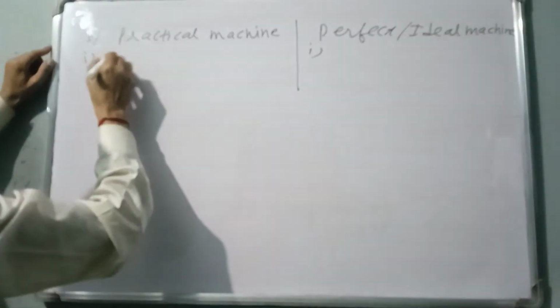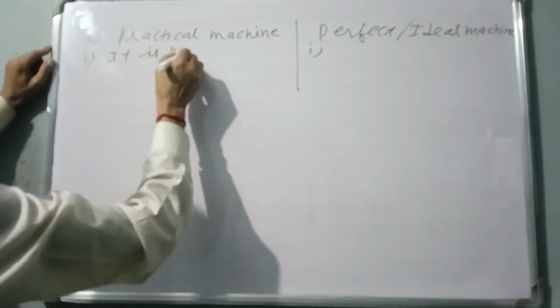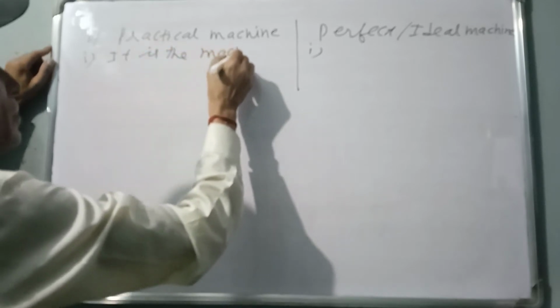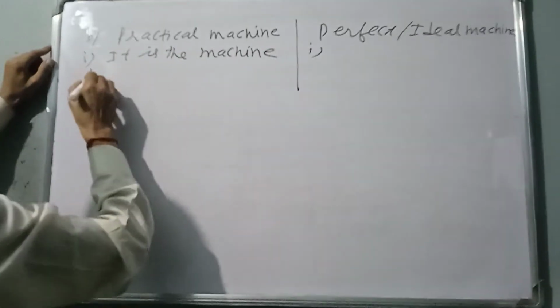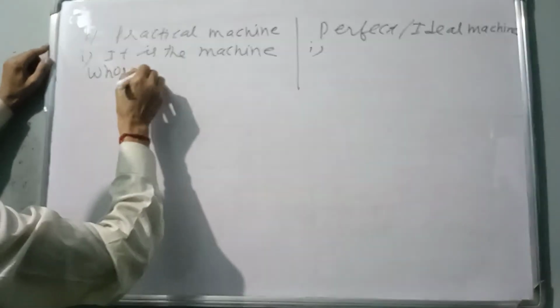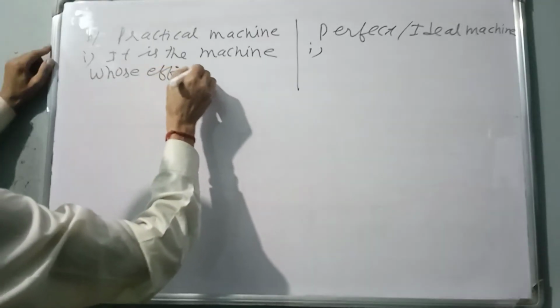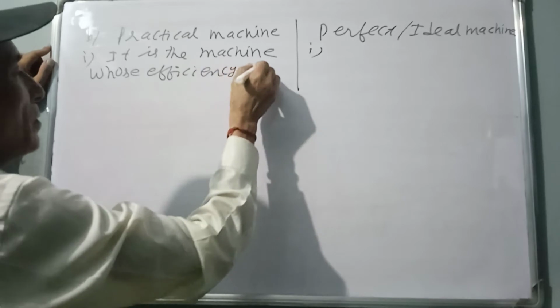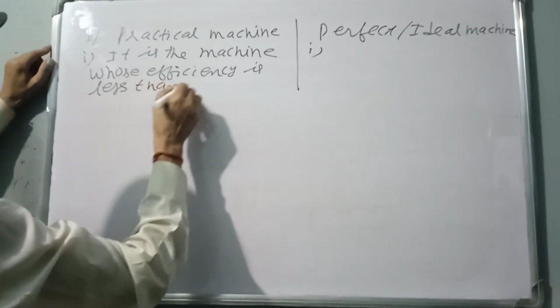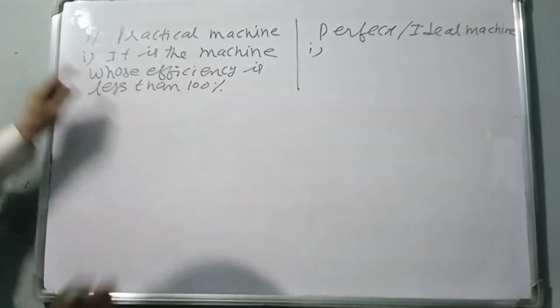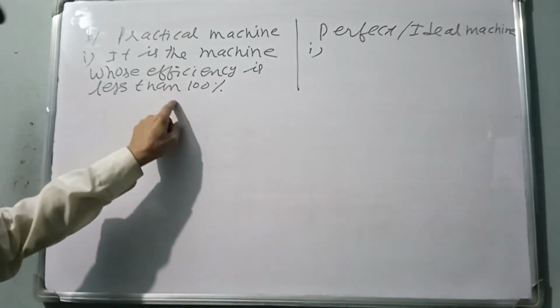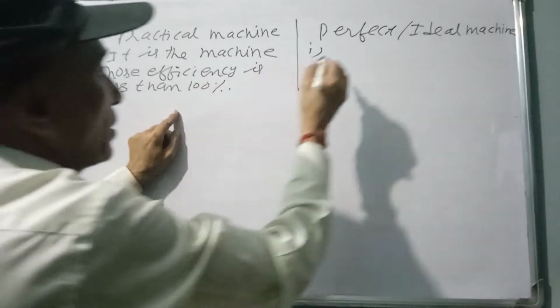Practical machine: what is this? It is the machine whose efficiency is less than 100% due to the friction.